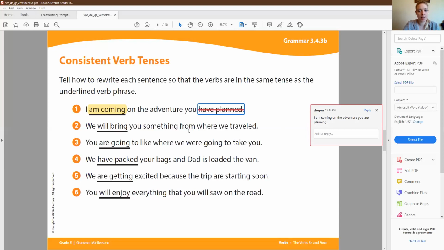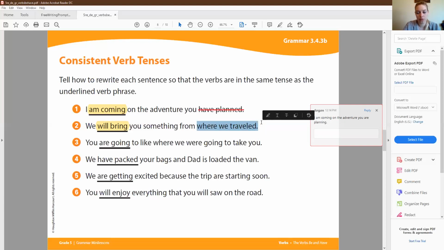All right, now let's look at the second one. We will bring you something from where we traveled. So will bring, we know, is again future tense. Now let's find the other verb in the sentence. Something from where we traveled. Well, where we traveled is in the past tense. So I need to change where we traveled to future tense.